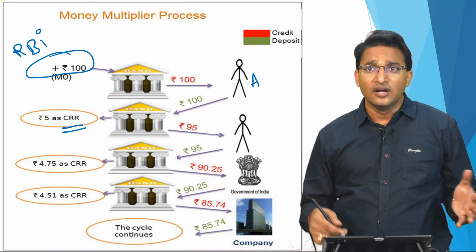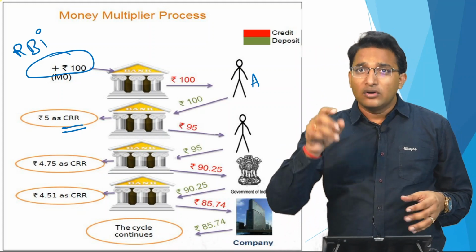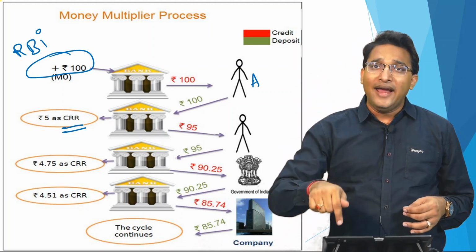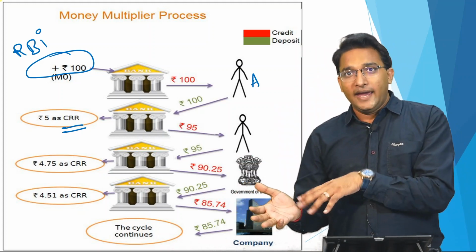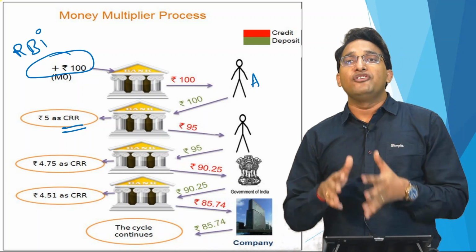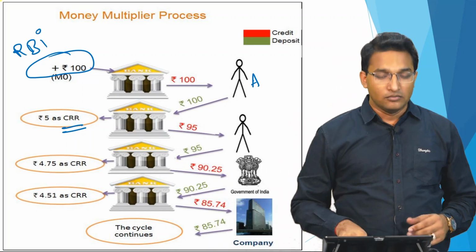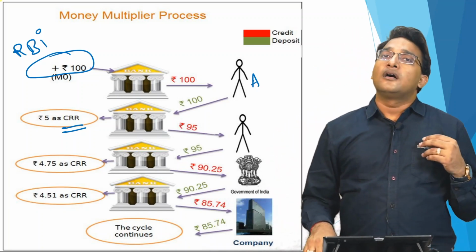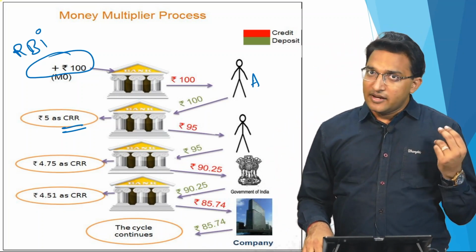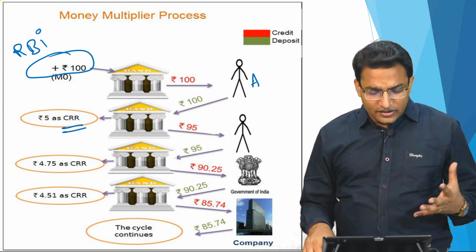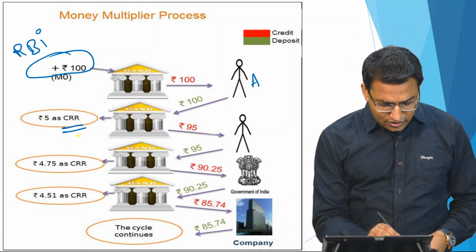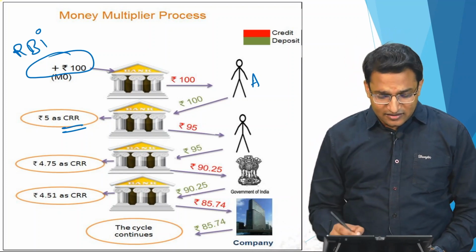There are two kinds of reserve. One is the cash reserve ratio, the amount which is kept by the bank with the central bank. And another is the statutory liquidity ratio, the amount which is kept by the bank with itself in liquid form. So we are taking only one reserve for the sake of simplicity, that is the cash reserve ratio. So rupees 5 is kept as the CRR, that is a reserve.